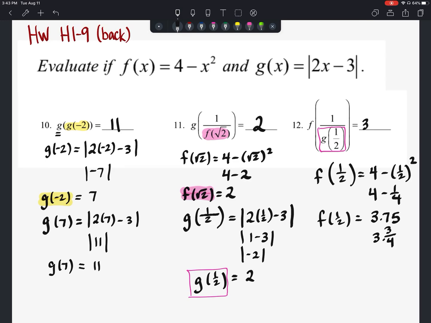I'm going to write that in here, 3.75, or you could do 3 3/4, or if you wrote down there, 4 times 3 is 12, or 15/4, any one of those three answers would be acceptable. But that is the answer for 12.